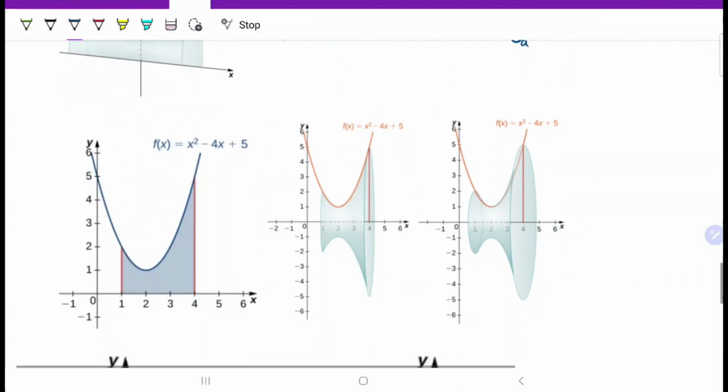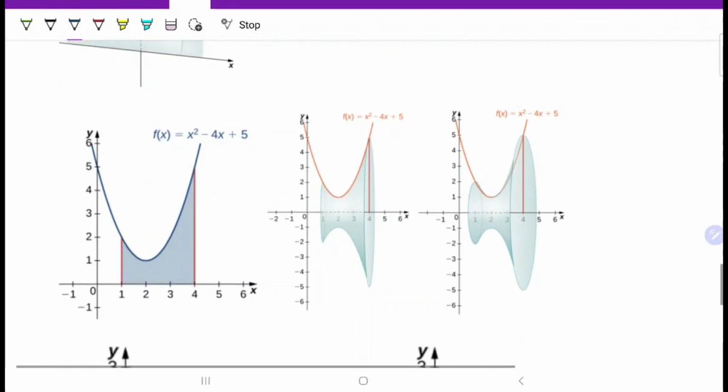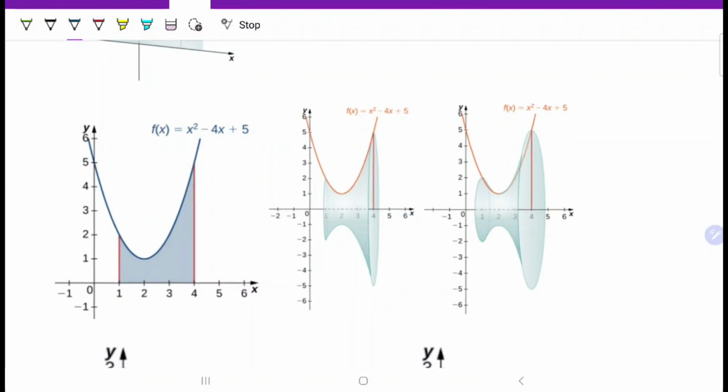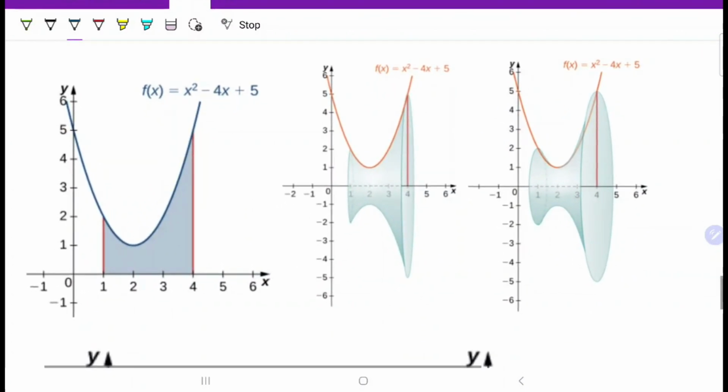So let's look again at more examples. Normally you'd be given a parabola like that, which is x squared minus 4x plus 5. In just a basic 2-dimensional shape, it looks like this diagram A over here. It's bounded between 1 and 4. Whereas if it is rotated around the x-axis, it'll look like what diagram B is looking like.